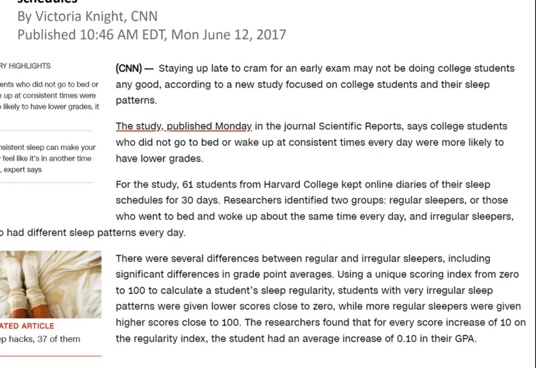All right, were you able to figure it out? Well, what is the population we're interested in studying here? Well, the population is college students. College students, that's who we want to know, right? And of that population, they did a sample of 61 students from Harvard College. So that is your sample, 61 students from Harvard College.